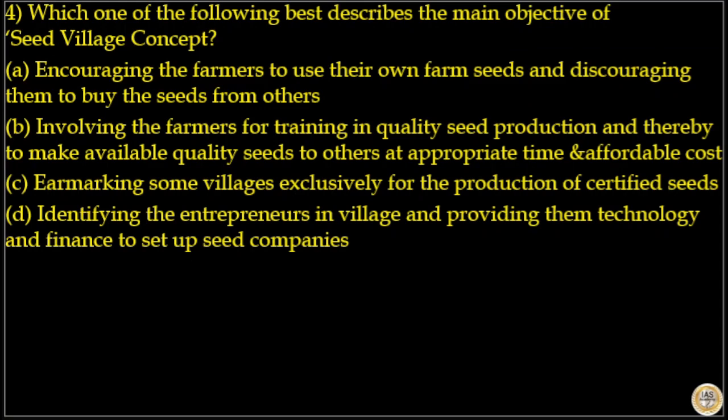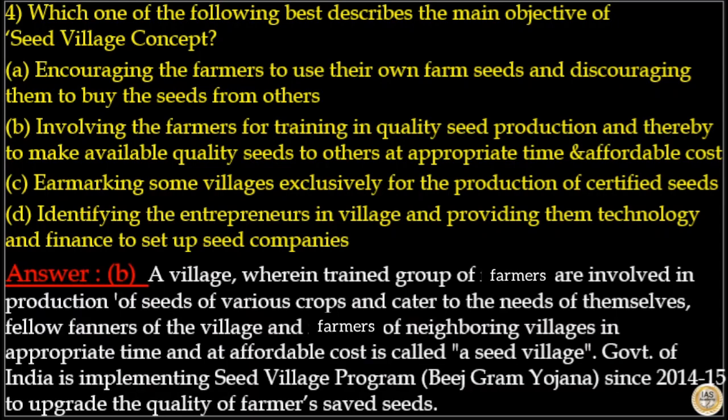Next is, which one of the following best describes the main objective of the seed village concept? The answer to this question is option B. That is, involving the farmers for training in quality seed production and thereby making quality seeds available to others at the appropriate time and at an affordable cost.